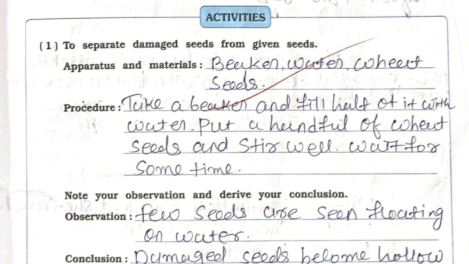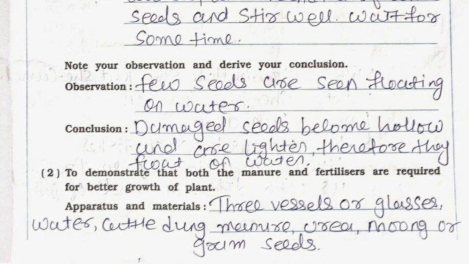Now we'll see the activities. First one, to separate damaged seeds from given seeds. The apparatus and materials are beaker, water, wheat seeds. And the procedure is, take a beaker and fill half of it with water. Put a handful of wheat seeds and stir well. Wait for some time. Now the observation is, few seeds are seen floating on water. And the conclusion is, damaged seeds become hollow and are lighter, therefore they float on water.